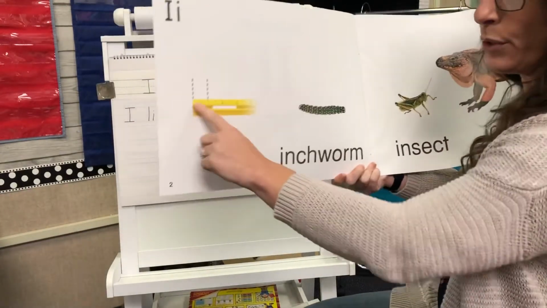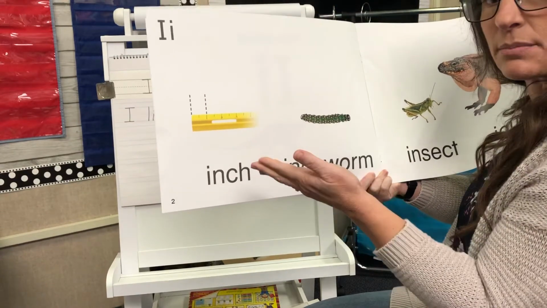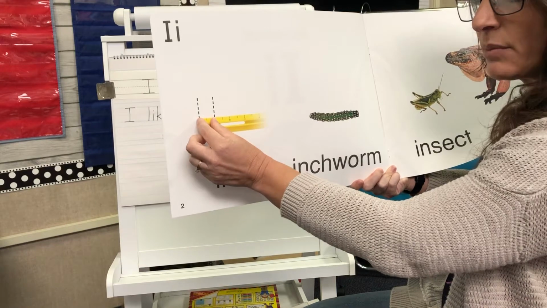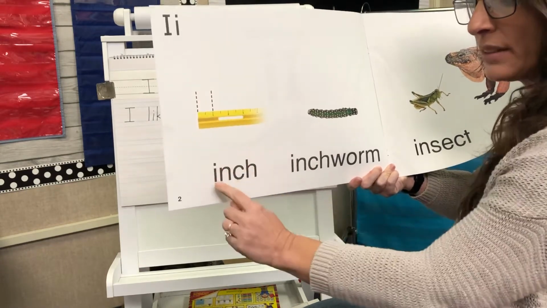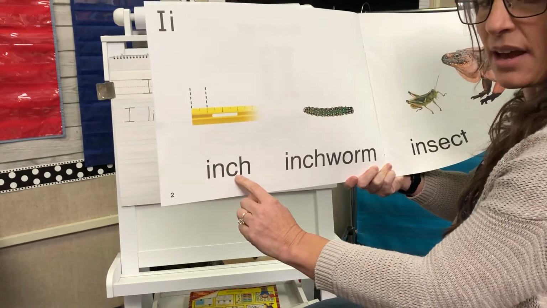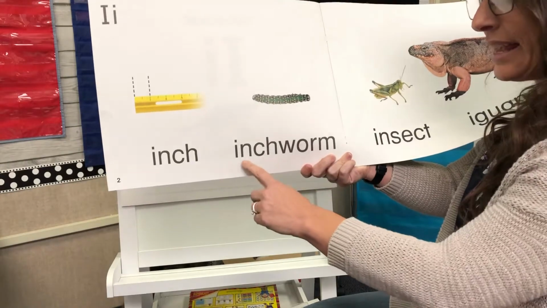Now on a ruler, don't know if you've seen that before, but there are such things as rulers. They measure things. And there's this part that says 1, and when it looks like about that much, that's called an inch. Inch starts with an I. This worm is called an inchworm.